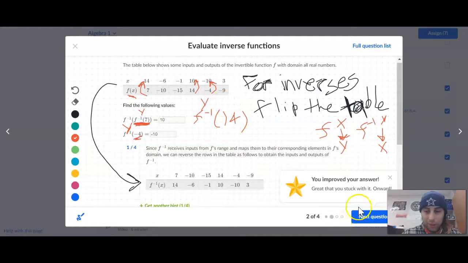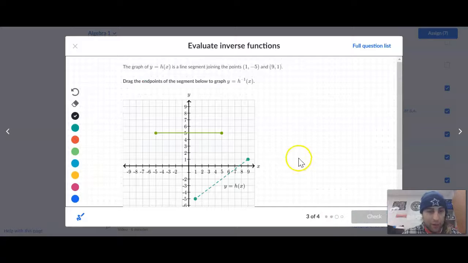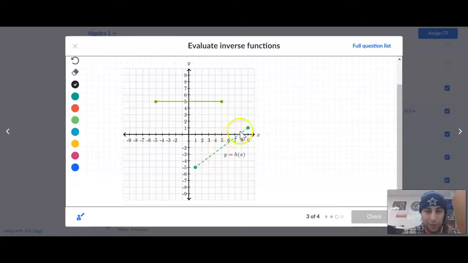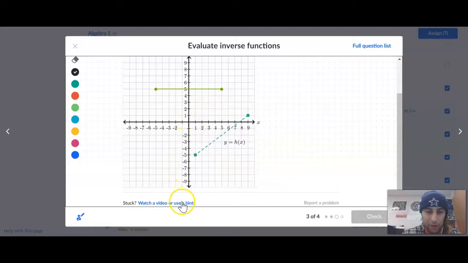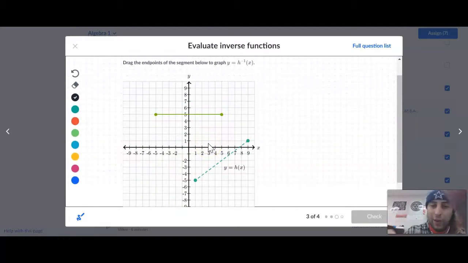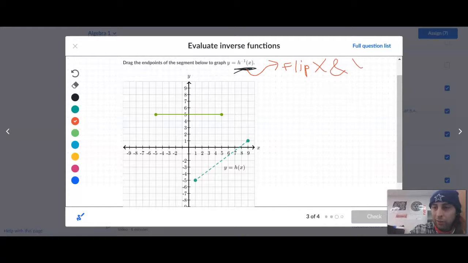Now I know some of these are going to be a little different, but yeah. All right, so the graph of this, all right, cool. So the original graph is this dashed one right here, okay? And what we're trying to find is this new one right here. So again, you can watch a video, use a hint, but remember, for inverse, in all inverses, flip x and y.